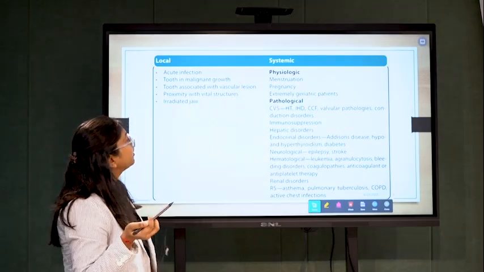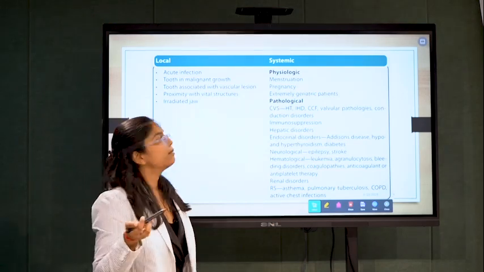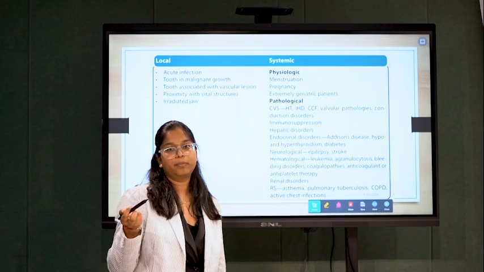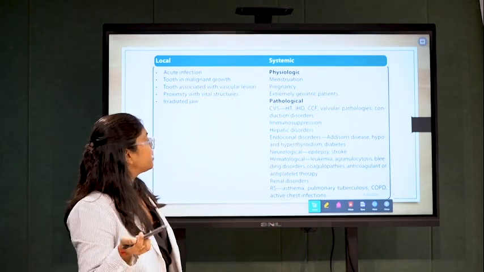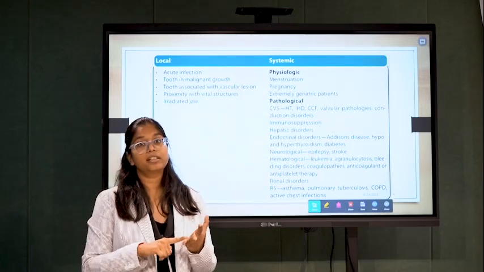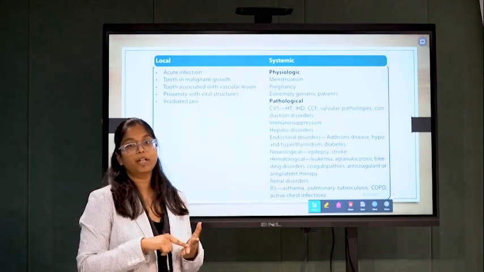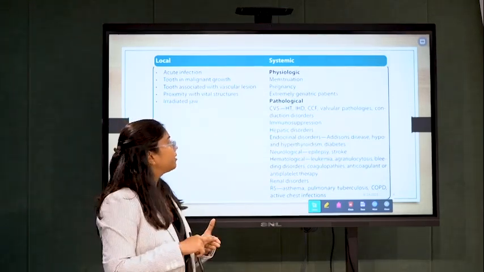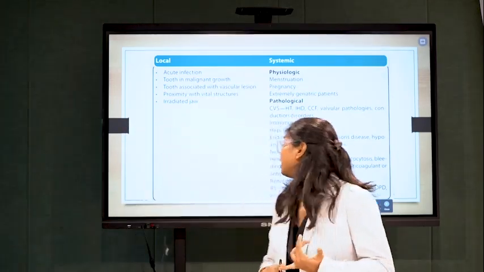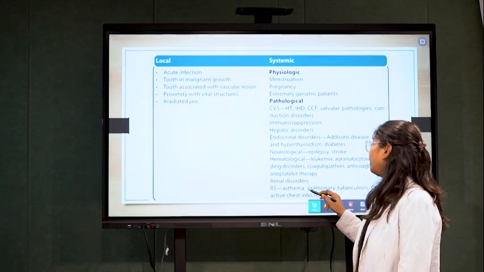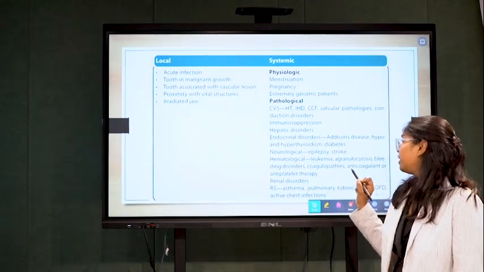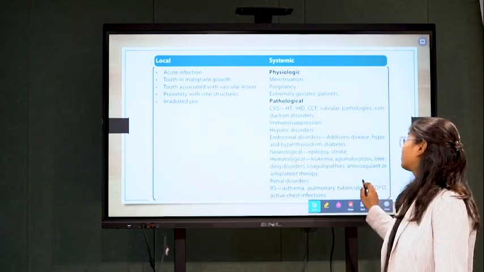And systemic could be classified as physiologic and pathologic. Physiologic covers menstruation, pregnancy and extremely elderly patient, while the pathological consists of the systemic conditions like cardiovascular disease, cerebral disease like stroke, immunocompromised patient, hepatic disorders, then endocrinal disorders, neurological, hematological and renal disorders, and with respiratory system diseases like asthma, pulmonary tuberculosis, COPD and active chest infection.